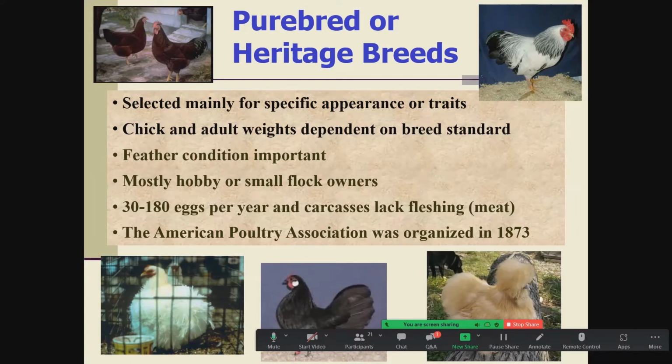The Cornish is about the only one that's an exception. We'll talk about it in a second. That had a mutation for double muscling that created a meaty carcass. And that still is a purebred bird, as well as was used to start our industry.